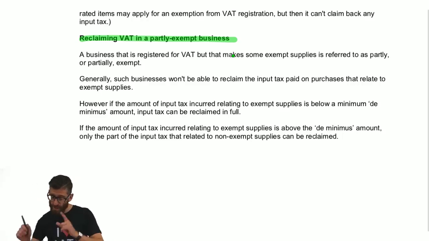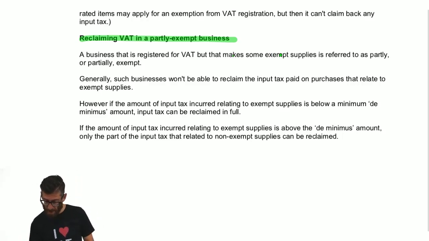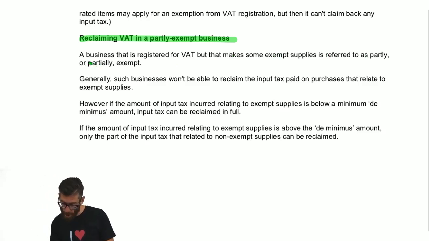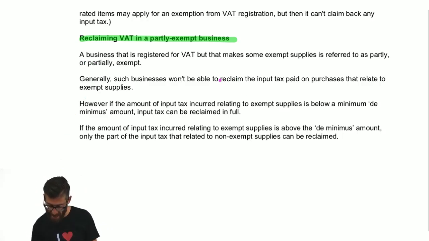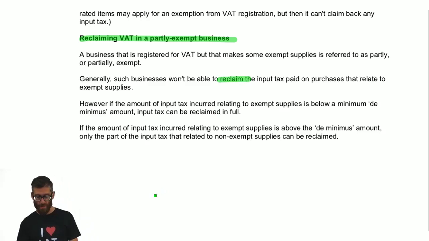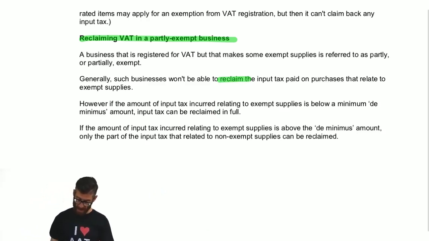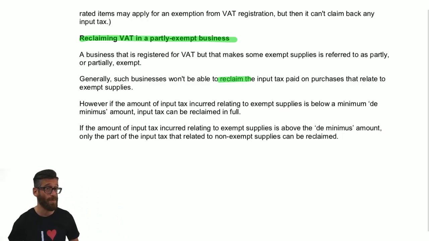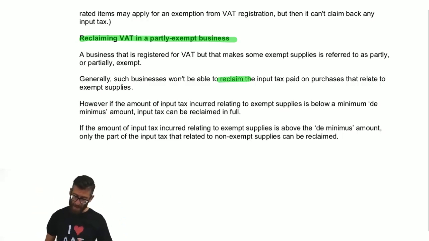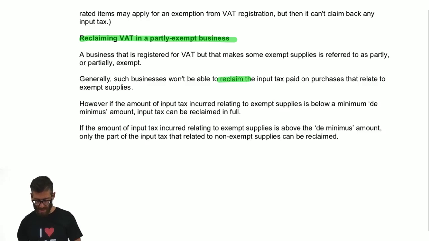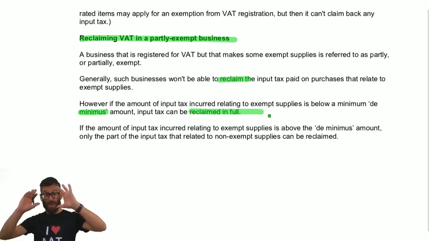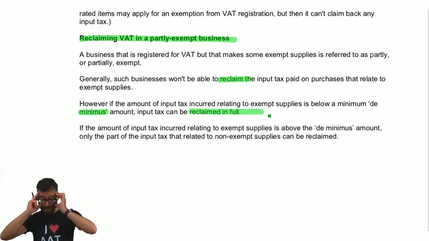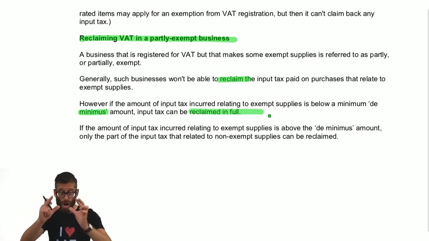A business that is registered for VAT but makes some exempt supplies is referred to as partly or partially exempt. Generally, such businesses won't be able to reclaim the input tax paid on purchases that relate to exempt supplies. Okay, but they will be able to claim on the standard rated supplies. However, if the amount of input tax incurred relating to exempt supplies is below a de minimis amount, the input tax can be reclaimed in full. We need to be very careful here, because that could lead you to the wrong answer.